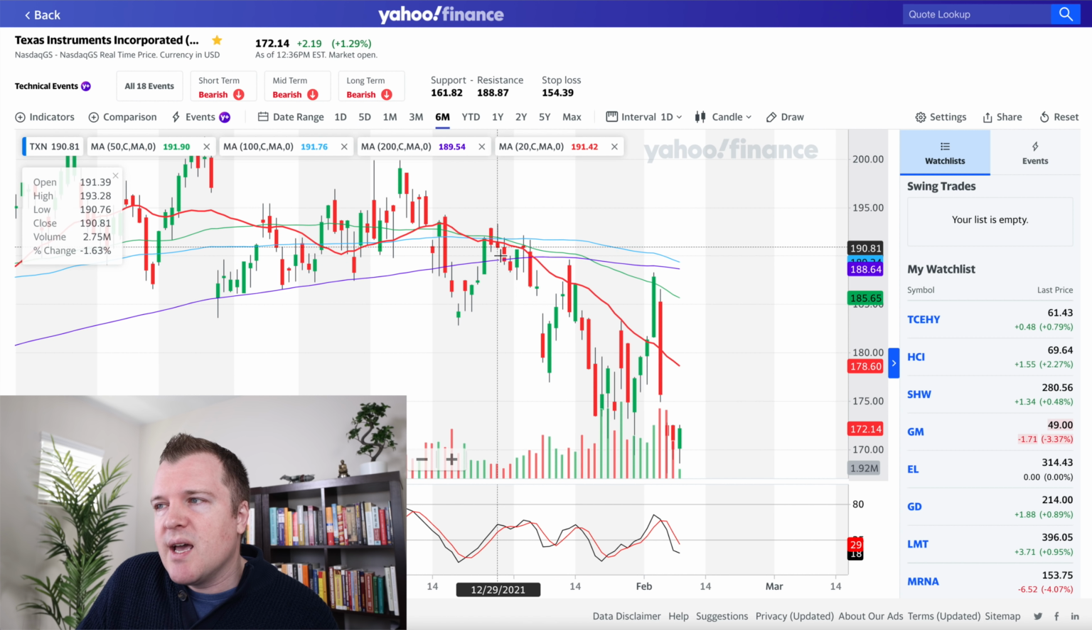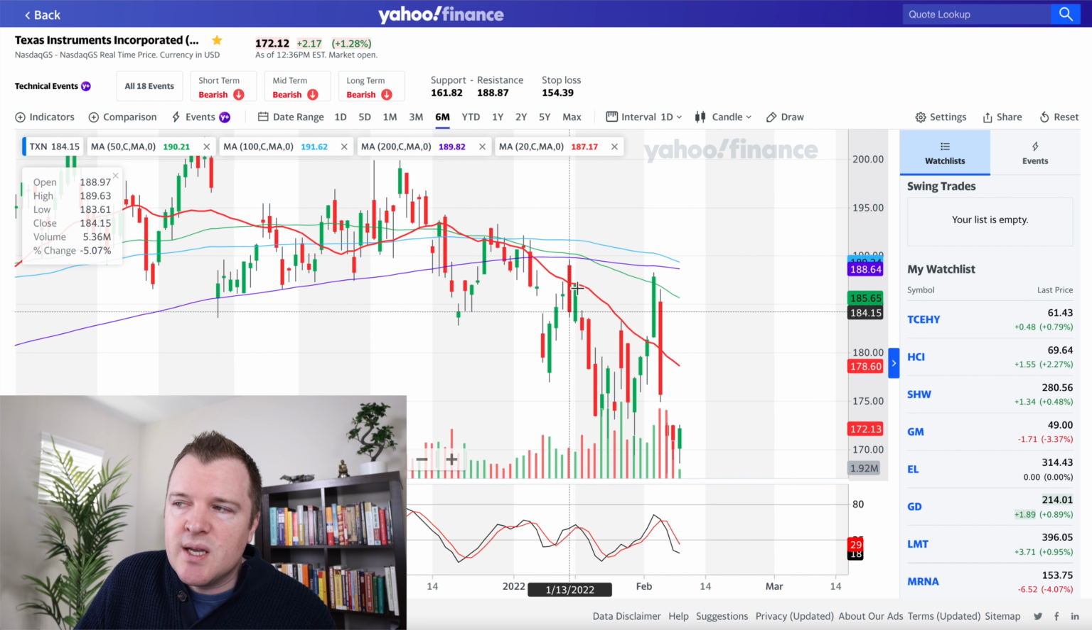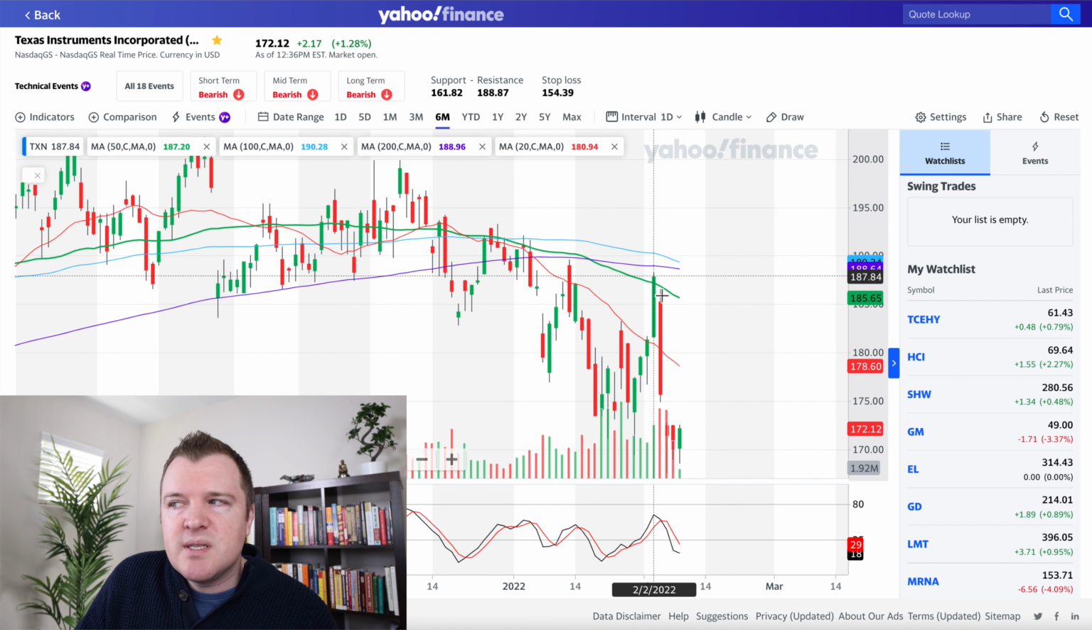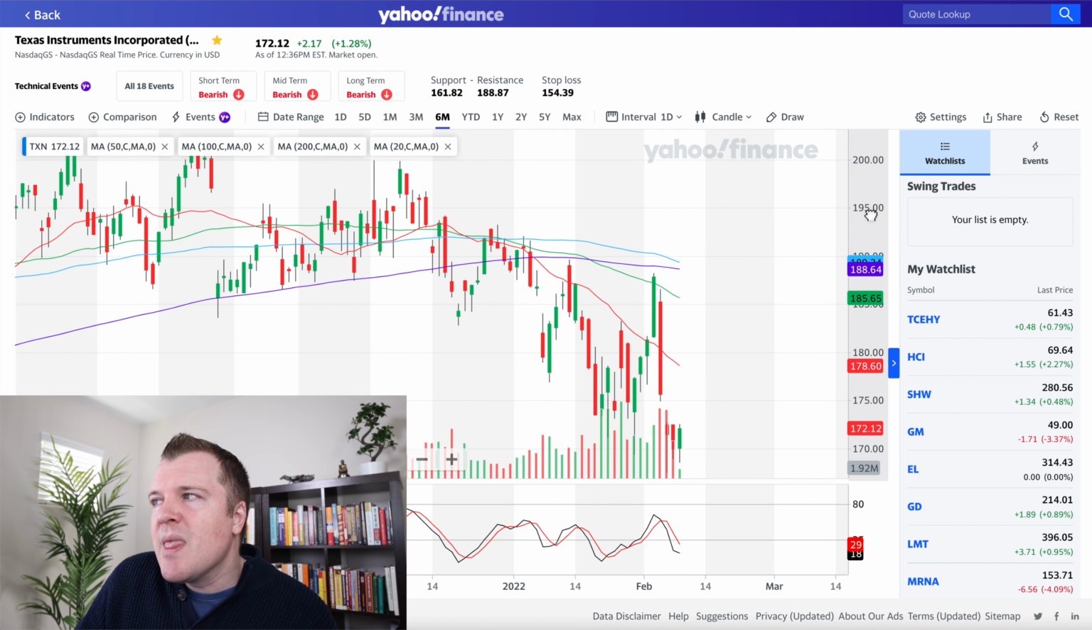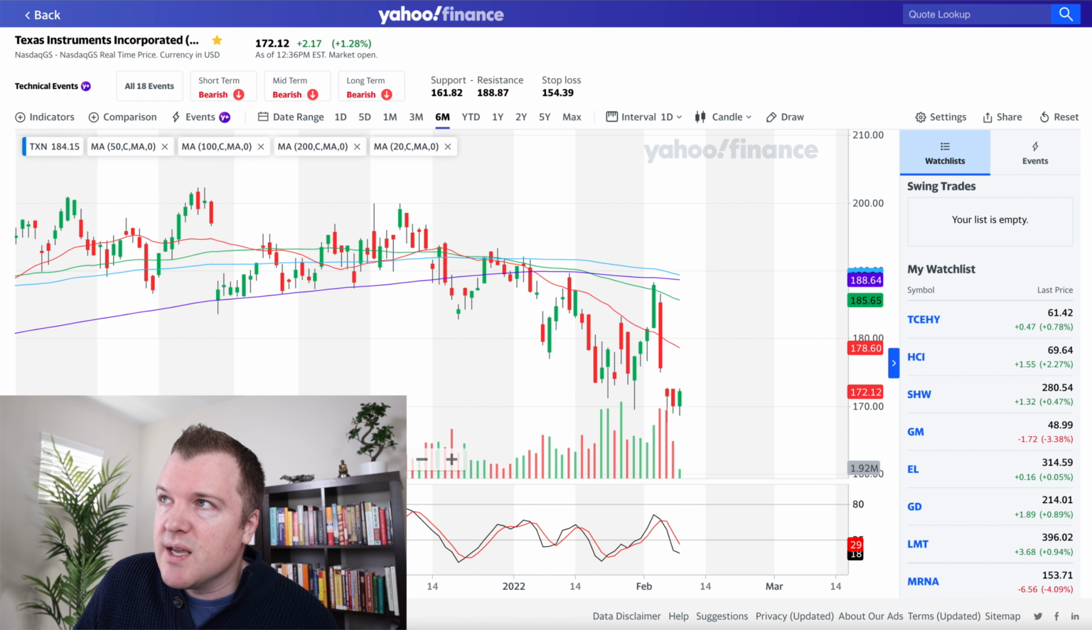So you can see that when Texas Instruments sold off and then rebounded, it would get to the 20 or the 50, sell off, rebound, get to the 50, sell off. It's currently sold off to the level of 170. I could see it being green potentially tomorrow, getting to that 20-day moving average, and then selling off again.